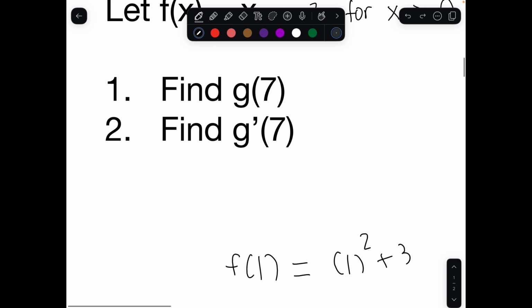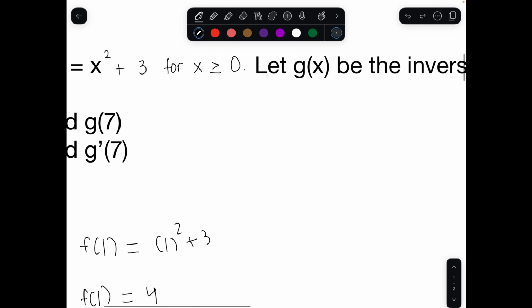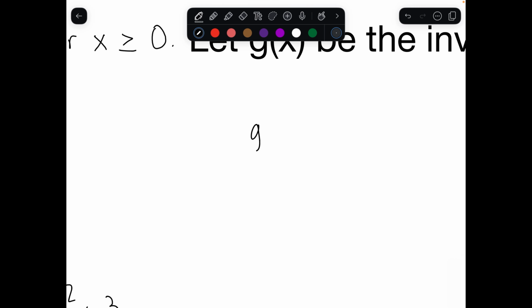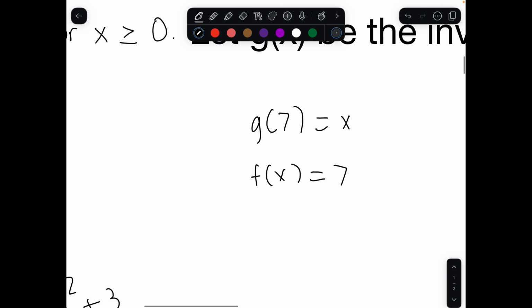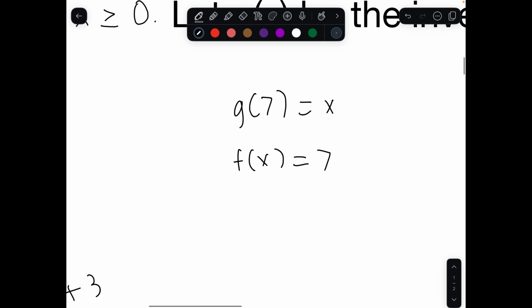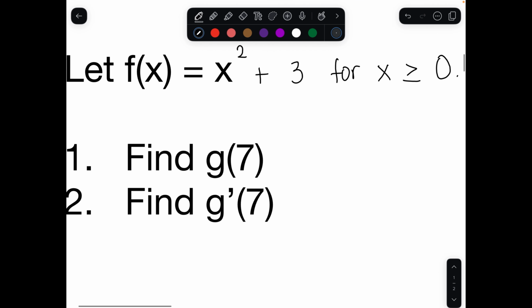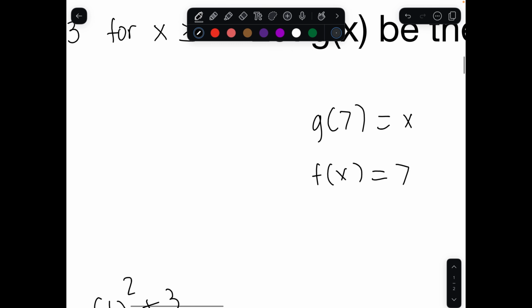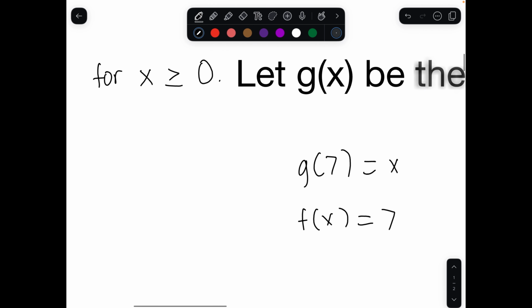Question 1 says, find g of 7. Let's say g of 7 equals a value x. That would mean f of x would equal 7. It's just the same logic: you're swapping the inputs and the outputs. Since we already have the equation for f of x, x squared plus 3, we can set that equal to 7 and see for what value of x we get 7.